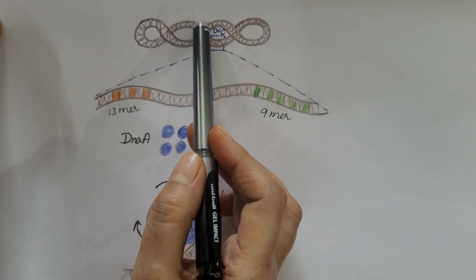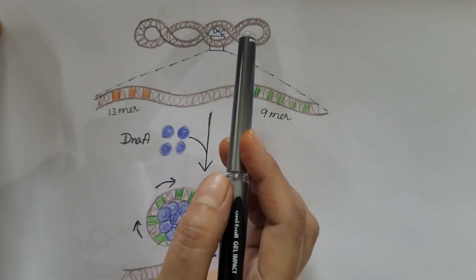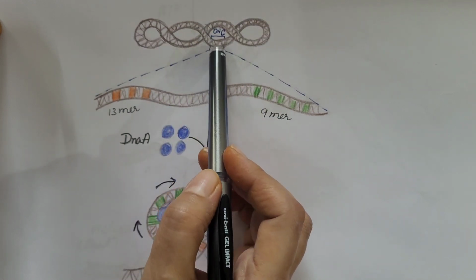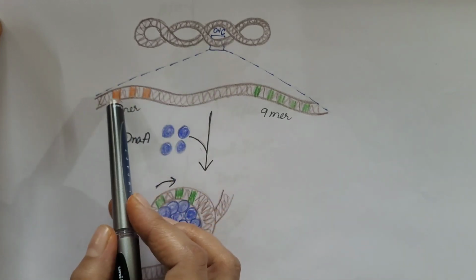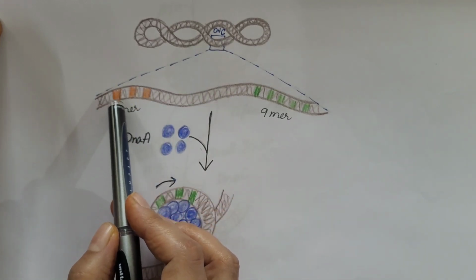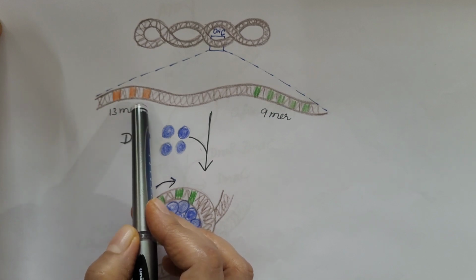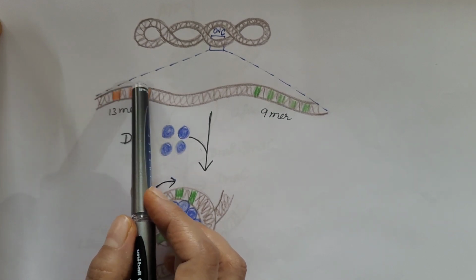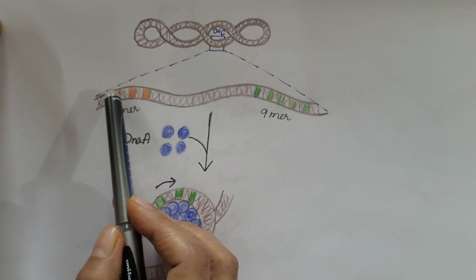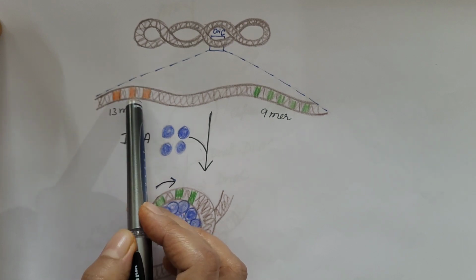So this is the supercoiled DNA of E. coli. This is the origin of replication, known as OriC. This origin of replication consists of 3 copies of the 13-mer region, which is an AT-rich region, and it is the region where the separation of the 2 strands of the DNA, or melting of the DNA, takes place.